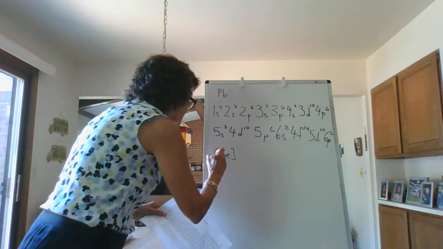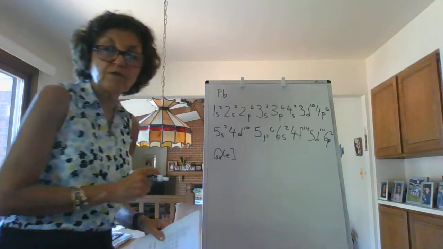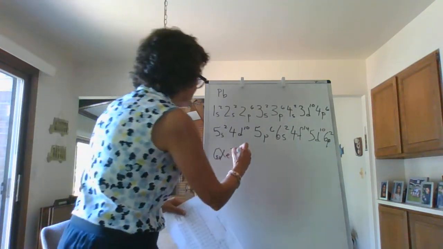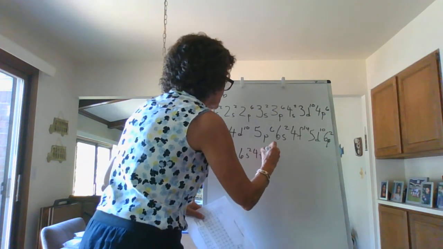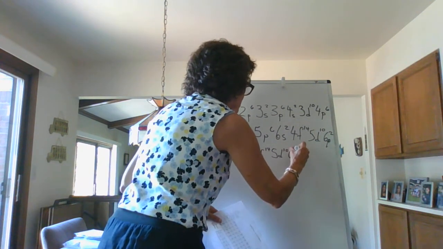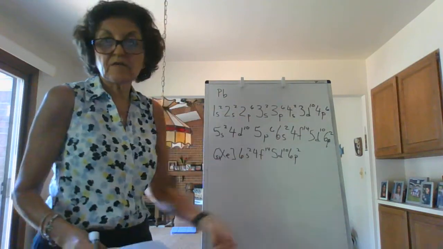Sometimes they'll put the 54 here just to say that I've already accounted for 54 electrons. And then after that, you write 6s2, 4f14, 5d10, 6p2. A lot easier to do this than to do all of this.